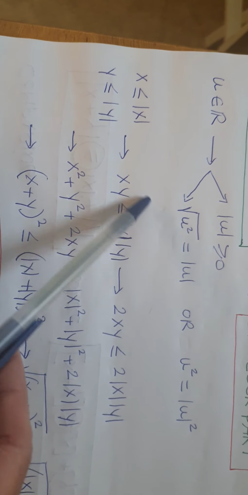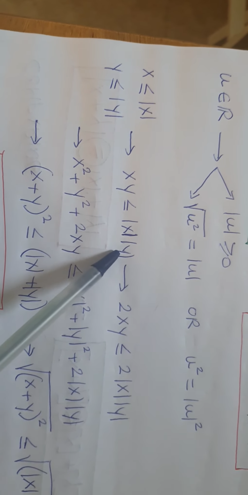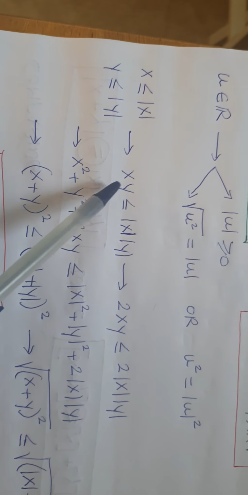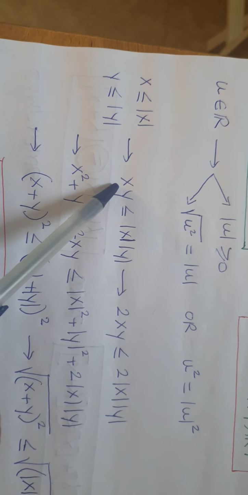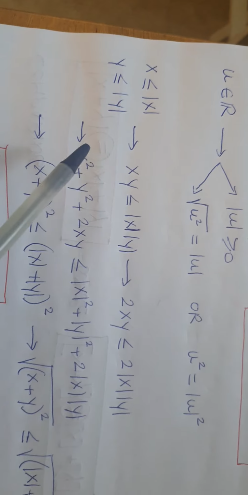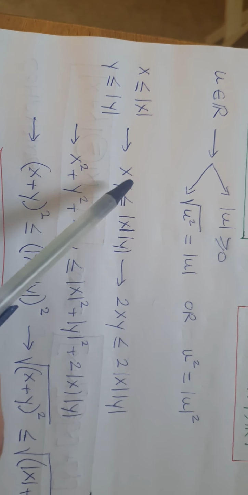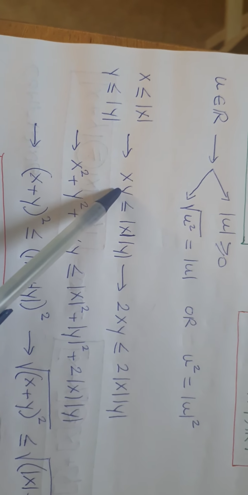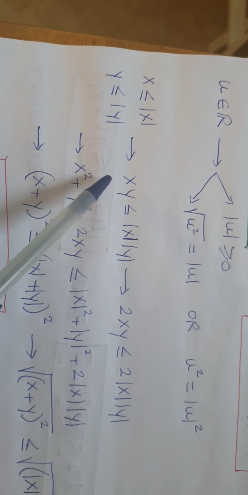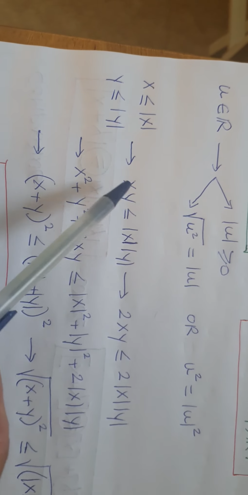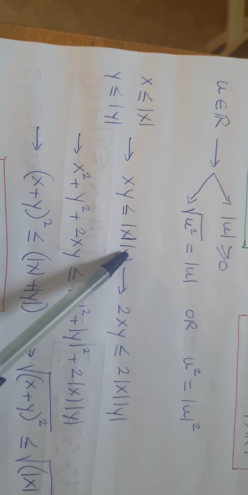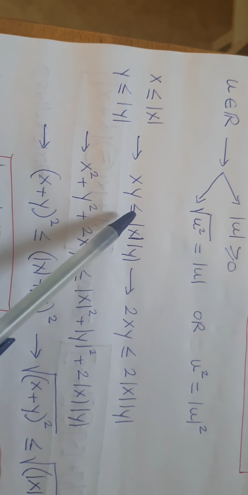And if you're wondering how this could happen, the right-hand side is always nonnegative, being the product of two nonnegative numbers, while the left-hand side is either positive or negative, depending on whether x and y have the same sign or opposite signs. So if x and y have the same sign, then the left-hand side and the right-hand side are equal. And if x and y have opposite signs, then the left-hand side is a negative number, while the right-hand side is a positive number. So this is why this always works.